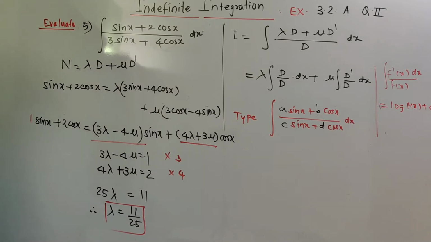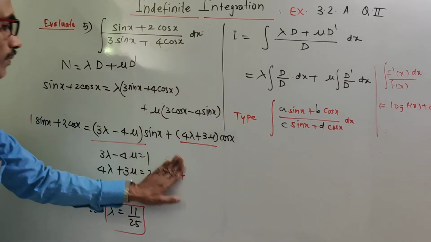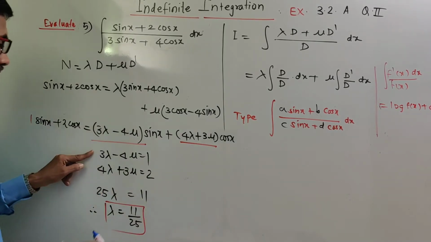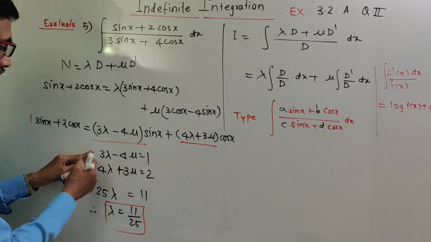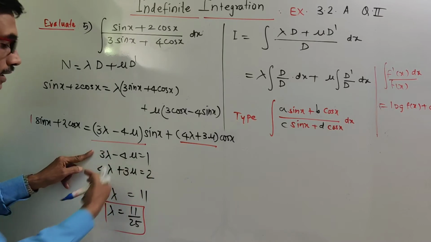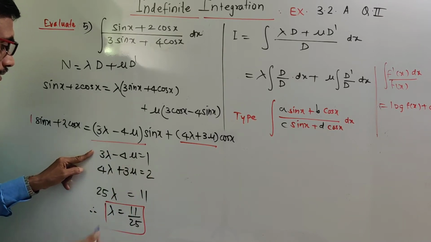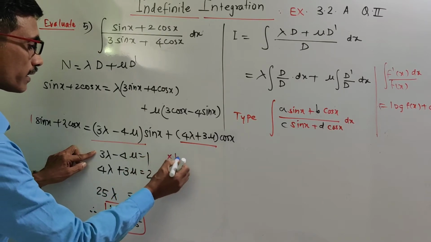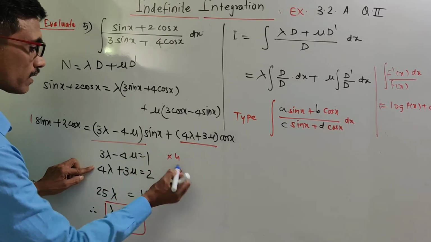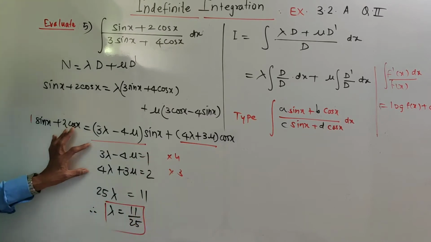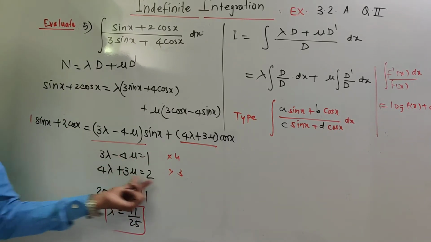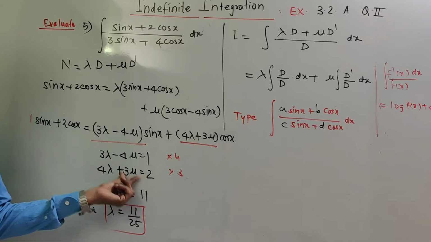Then, if we cancel lambda and substitute the value of lambda in any of the equations, you will get mu. So we have to multiply this equation by 4 and this one by 3 and subtract these equations, so that this will be 16 mu and 9 mu, that is 25 mu.